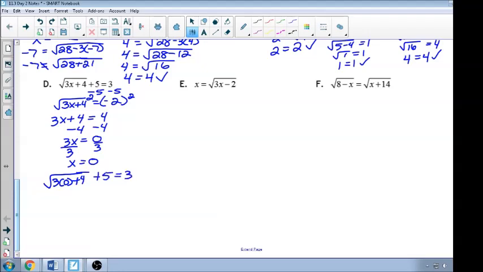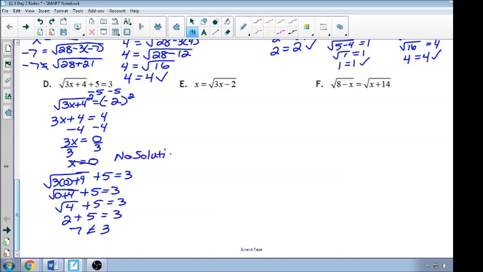I do not want to put my number in for x in anything other than the original equation. I'm going to plug it back into the original equation only, okay? And I'm not going to move anything across the equal sign at this point. I'm just going to simplify the numbers that I have. So 3 times 0 is 0, plus 4, plus 5 equals 3. Well, 0 plus 4 is the square root of 4, plus 5 equals 3. The square root of 4 is 2, plus 5 equals 3. Well, 7 does not equal 3, meaning that I have no solution. I find out that x does not equal 0, so I have no solution.